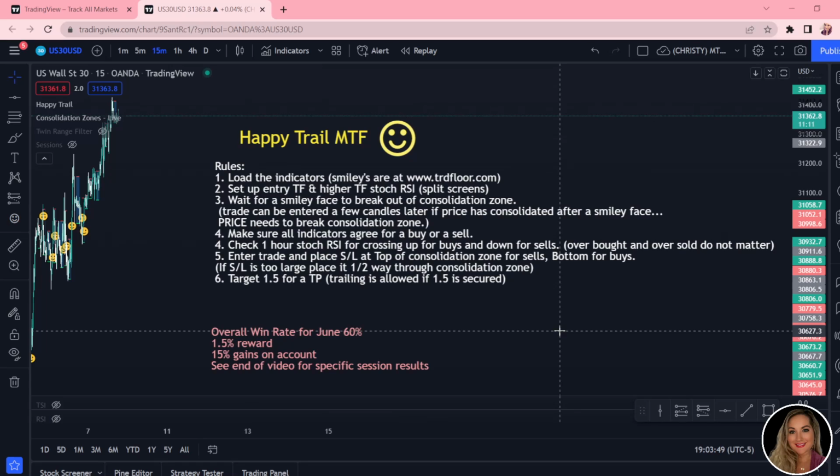The smiley faces are a little bit more customized. We kind of took them and tweaked them a little bit, but I will show you guys the free version. So if you are not a member and you don't want a subscription, you can still trade this. So don't worry, I got you guys. I will show you that in this setup as well.